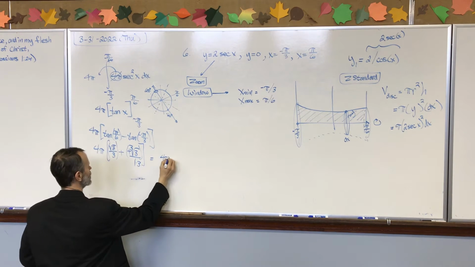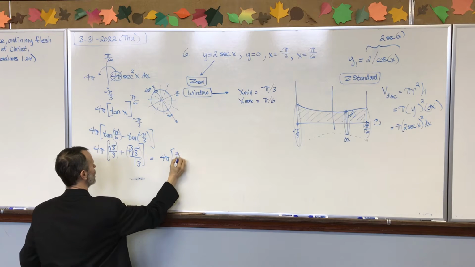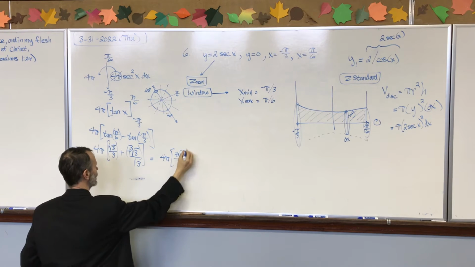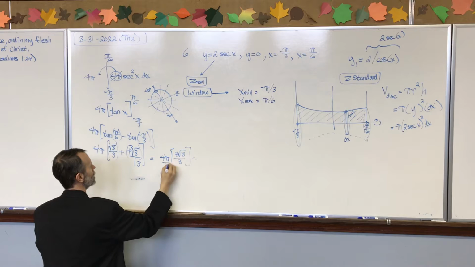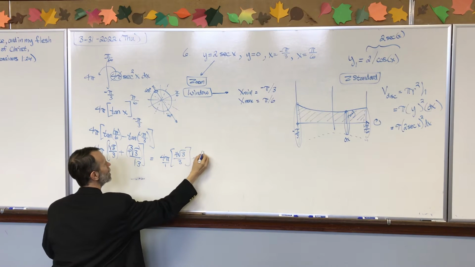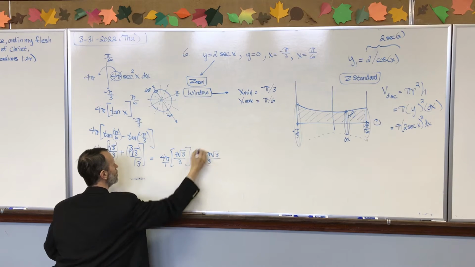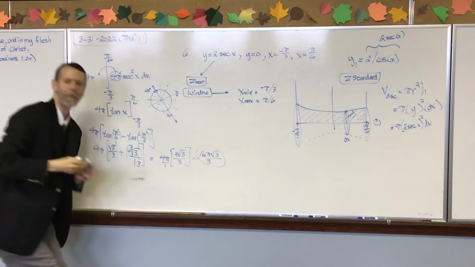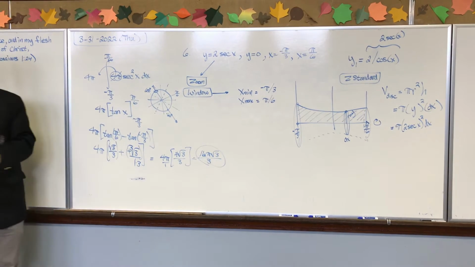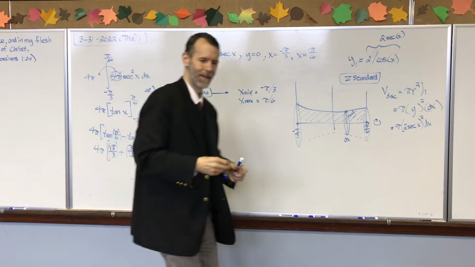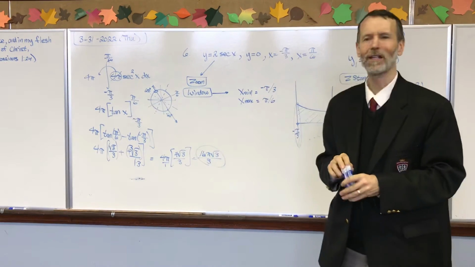So it's 4 pi times 4 radical 3 over 3. Give me the final answer. So it's 16 pi radical 3 over 3. You got it. That's where they got that answer from. Does that make sense? Any other ones you want to dissect?